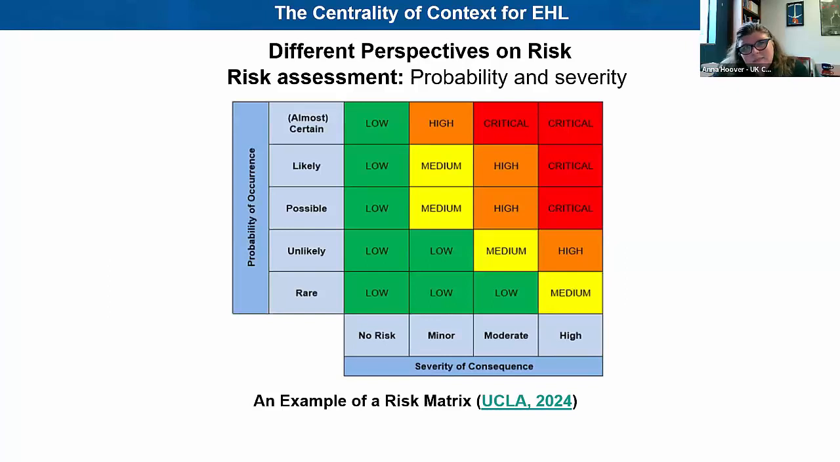So this is how a risk assessor tends to think about risk, a technical expert in environmental management. The probability of something bad happening and the severity of the consequence. So if the probability of a methyl isocyanate leak in the middle of the night is almost certain, and the severity of the consequence is thousands of people die, you're in that upper right corner and things are critical and you have to prioritize and deal with that right now.